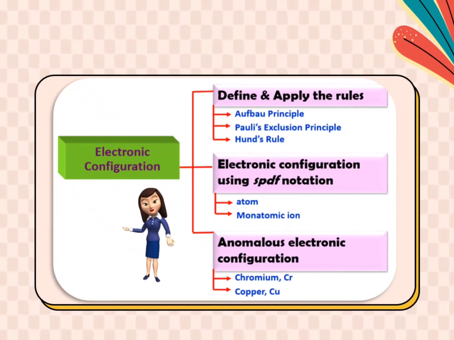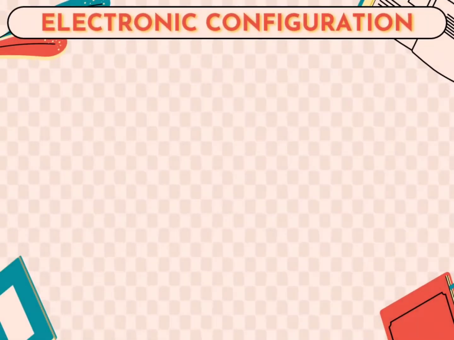So kita akan belajar about definition and how to apply the rule of Aufbau principle, Pauli exclusion principle, Hund's rule. And then we are going to learn how to write the electronic configuration using spdf notation for atom and ion. And then we are going to look at anomalous case for electronic configuration for chromium and copper. Alright guys, so this is how we want to learn to write the electronic configuration.